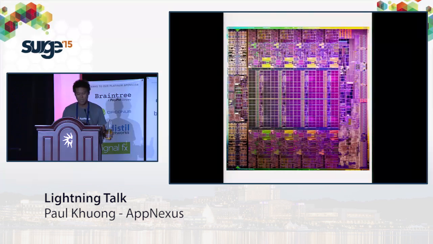So this is a rant that usually goes through my head as I hear these things. This is a picture of a die for a Xeon E5 that we run in production. It's an amazing piece of engineering. You say things like, we're constrained by the speed of light here. If we want to go faster, we're going to have a smaller chip.